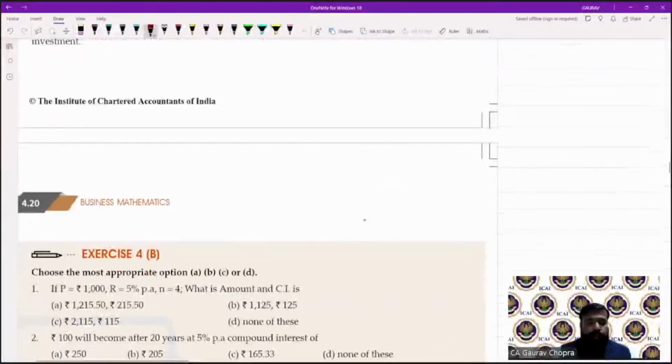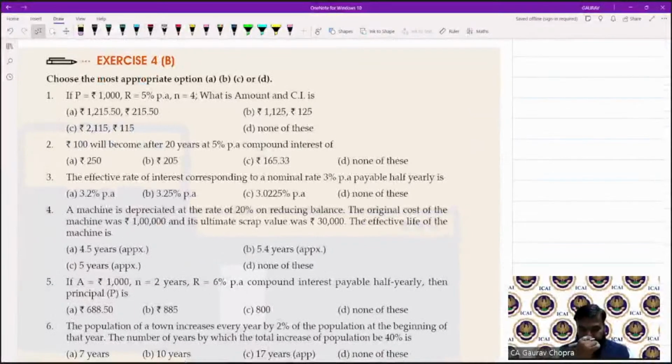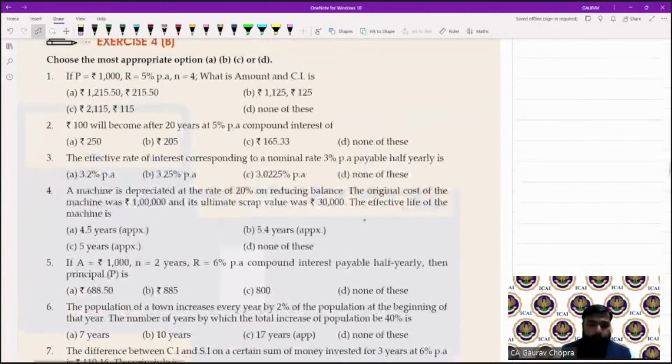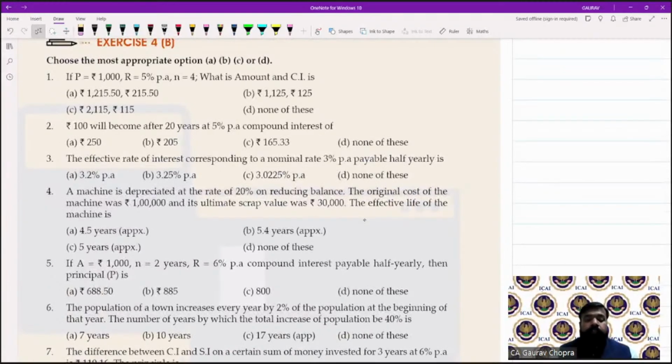Now the next one, exercises 4B. So let's have a rapid fire for some of the questions. Question number 1. Principal is given, rate is given, time is there, calculate the amount and compound interest. So you can do this completely on your calculator. 1.05 to the power of 4 and then multiply with 1000. So you are getting 1215 and compound interest will be 215. So simply you can calculate this on your calculator. Answer will be option number A.